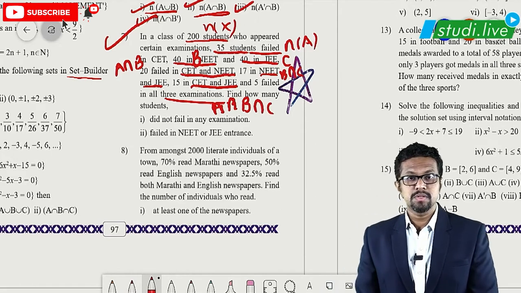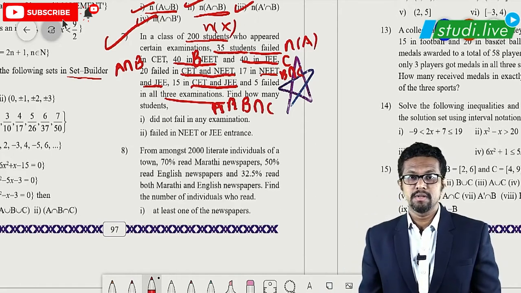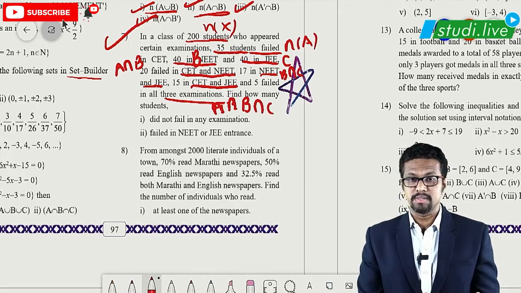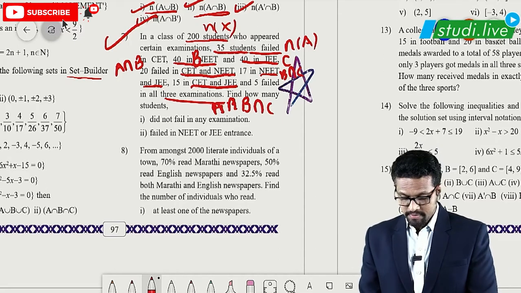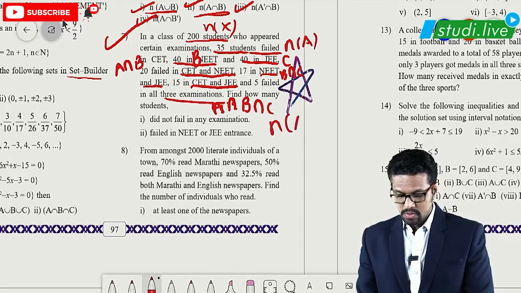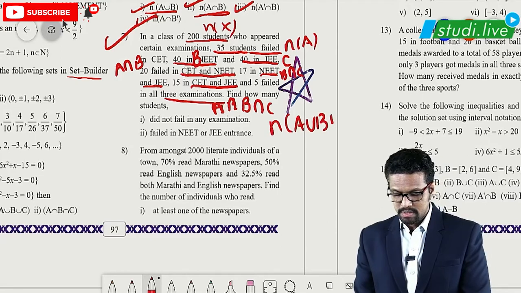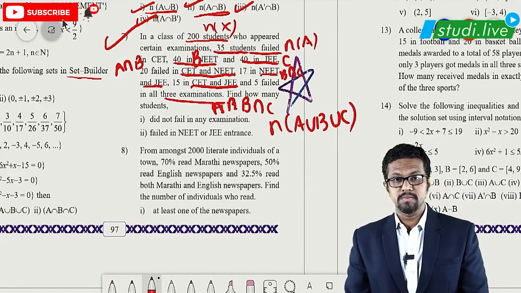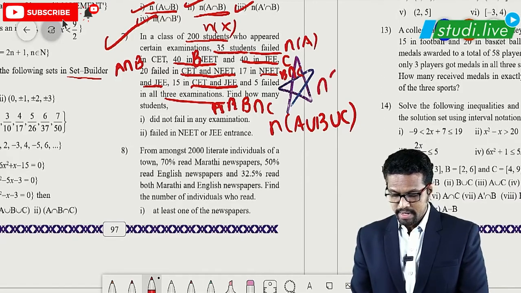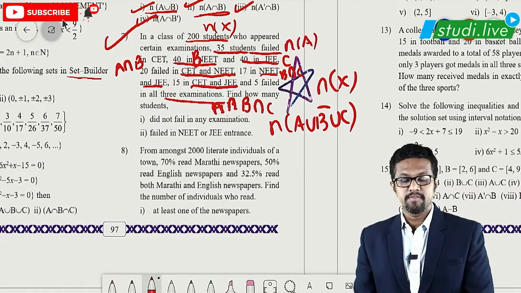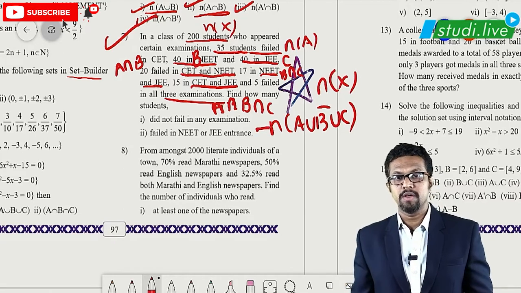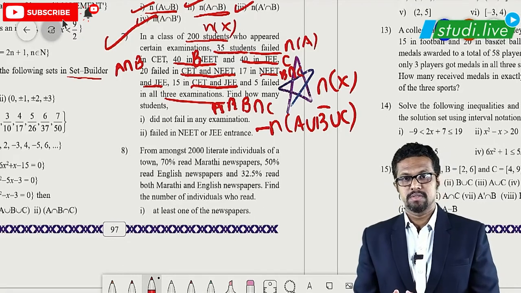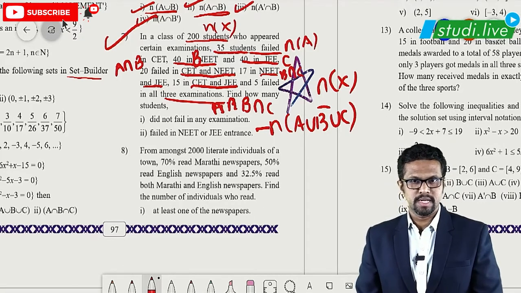Okay. So based on this, we can find the number of students those who have passed in all the examinations. How are we going to do that? We will find first of all the number of students those who have failed A union B union C. We will find the number of students who have failed in all the exams, and then we will subtract it from the universal set, that is subtracted from 200. Okay, so 200 minus the number of students those who have failed in all the exams. So the answer will be very simple. You will get the answer.